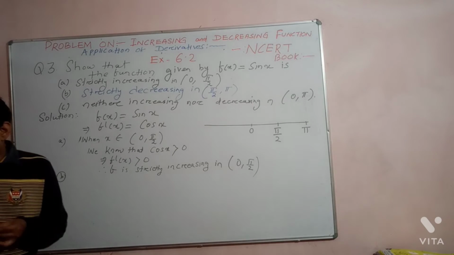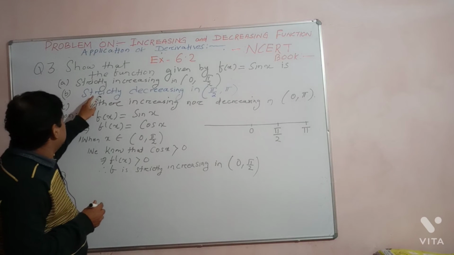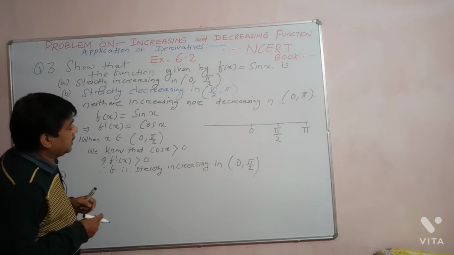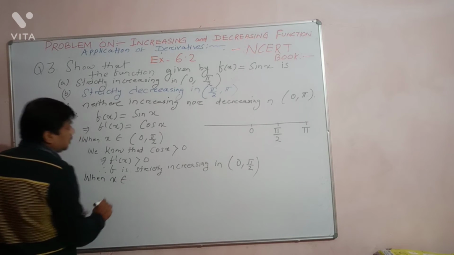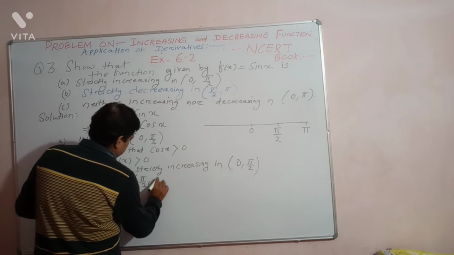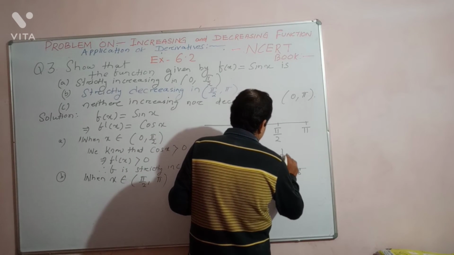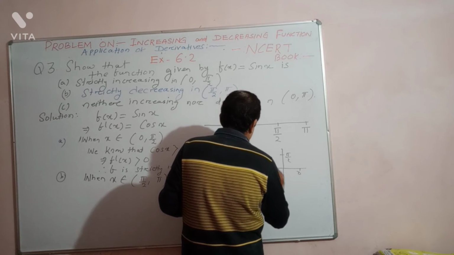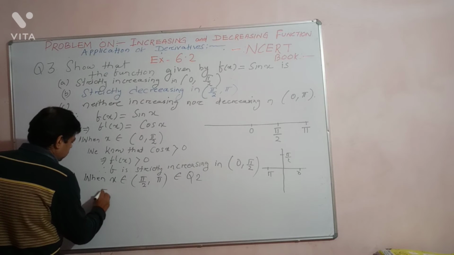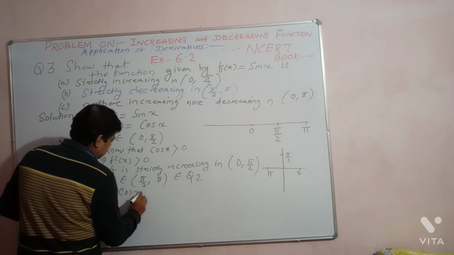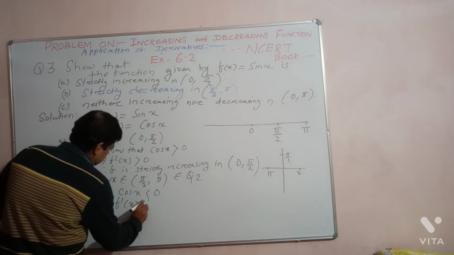Let us come to the second point. We have to prove that the function is strictly decreasing in the interval pi by 2 to pi, when the domain of the function lies in the open interval pi by 2 to pi. It means which quadrant? Here 0 to pi by 2 is the first quadrant, and pi by 2 to pi is the second quadrant. In the second quadrant, you know cos x is less than 0, negative, yes or no? So that implies f dash x is less than 0.